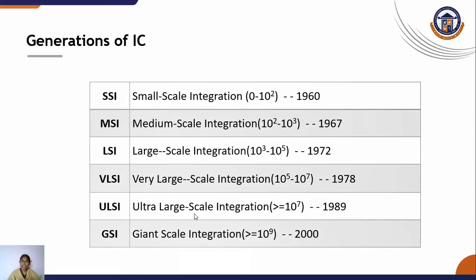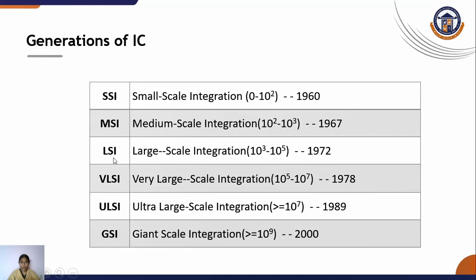We have followed different generations of IC. In 1960, we followed small scale integration. It has 10 power 2 transistor count. In 1967, we followed medium scale integration generation IC. Here, the transistor count goes from 10 power 2 to 10 power 3. Then we moved to the next generation IC.